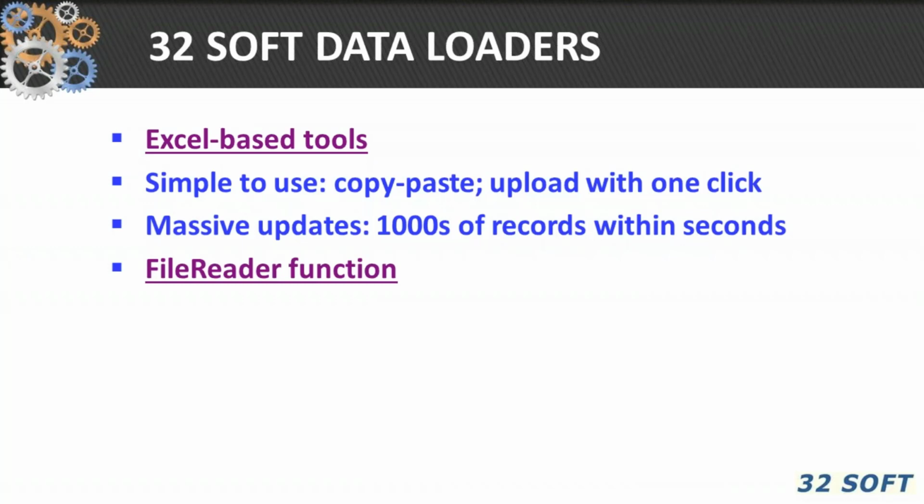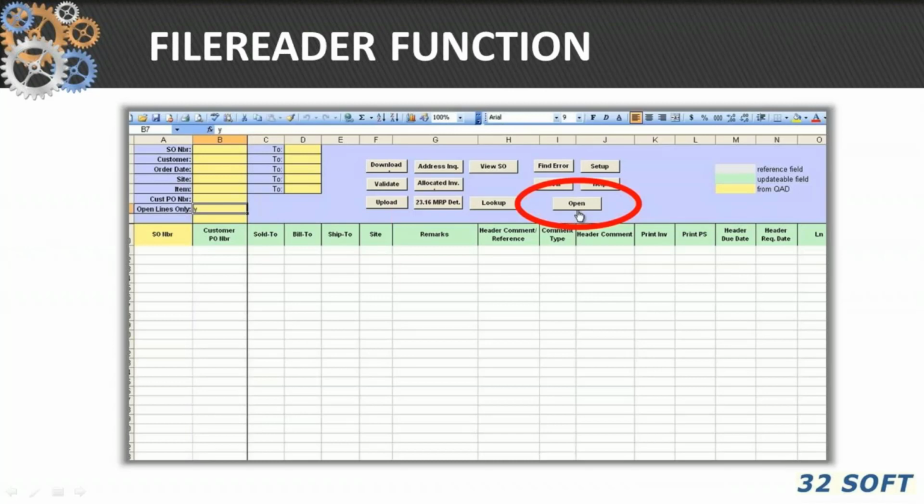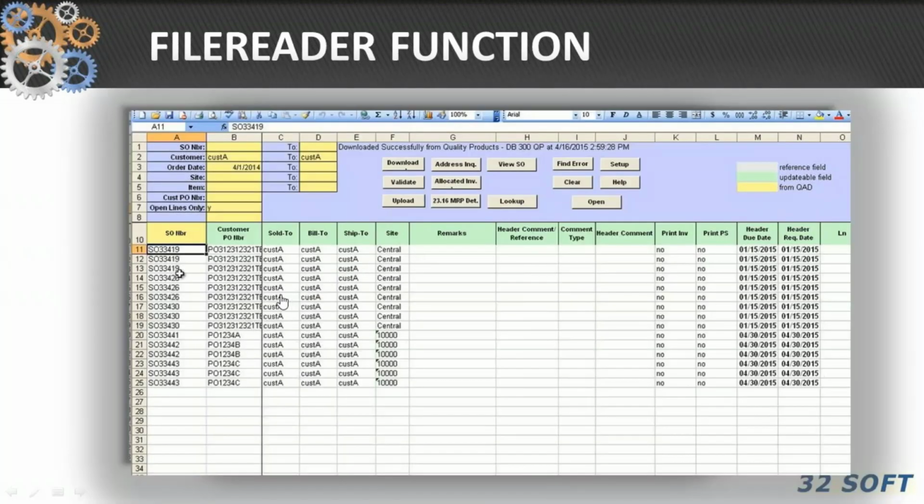There is a file reader function. Very handy if you receive data files in consistent format. Let me show you. Whether it's XML or EDI or text, CSV or Excel file, this function will automatically read the file and place the data elements to the proper ranges on the spreadsheet, and you can upload with one click. Typically you'll see an open file button on the template. Click on it, select the file, and then you see all the data elements placed to the proper Excel ranges. So you can now hit upload and process to QAD.